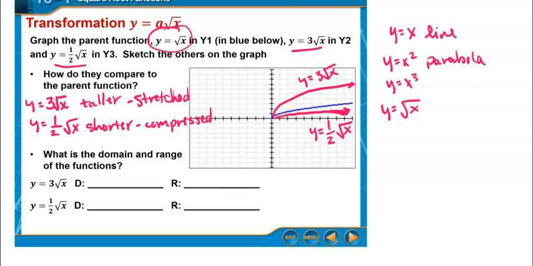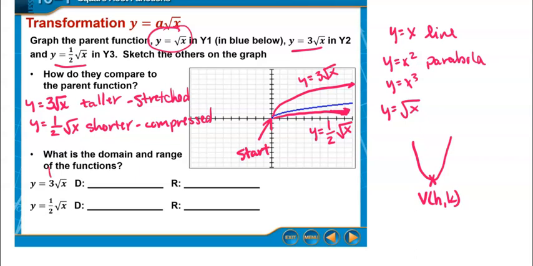So as you can see, the 3 square root of x is stretched, the other one is compressed. The domain and range on this, though, they always start here. Okay, this is always our start. Notice that they didn't translate left or right or up or down. Just like when we do a parabola, we look at the vertex for its transformation. There is no transformation on any of these for left, right. They're just stretched or compressed.